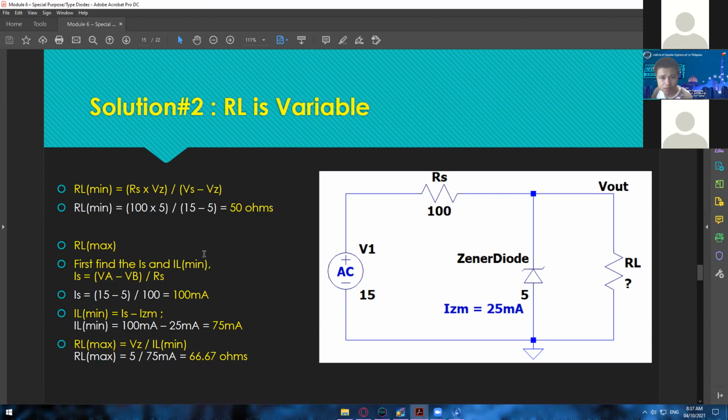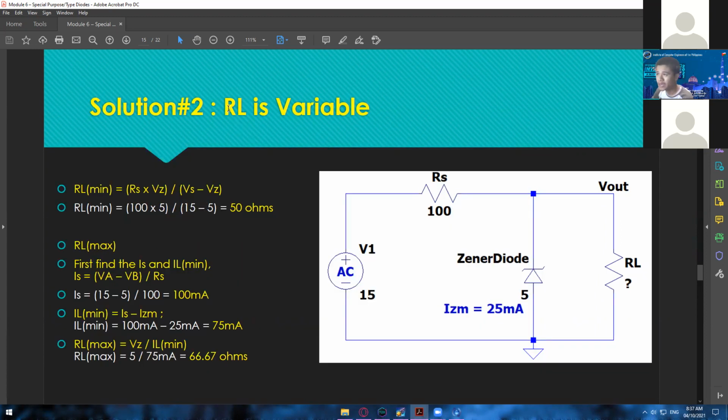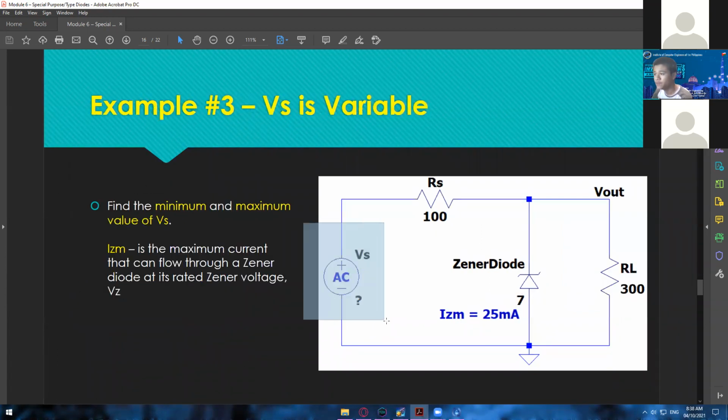All right, time check, we now only have 3 minutes left. I think that's enough to have a short introduction to example number 3. In example number 2, we had RL as the missing variable. In number 3, we now have VS as a missing variable. So it's the same. We have to find the minimum value and the maximum value of this VS right here. And IZM is still the same. That's the maximum current that can flow on this Zener diode.